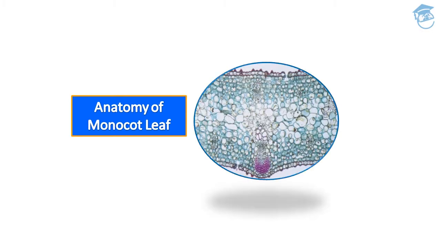Now we'll talk about the anatomy of the monocot leaf. Monocot leaves are also called isobilateral leaves. The anatomy of an isobilateral leaf is similar to that of a dorsiventral leaf, that is the dicot leaf, in many ways. It shows little differences.